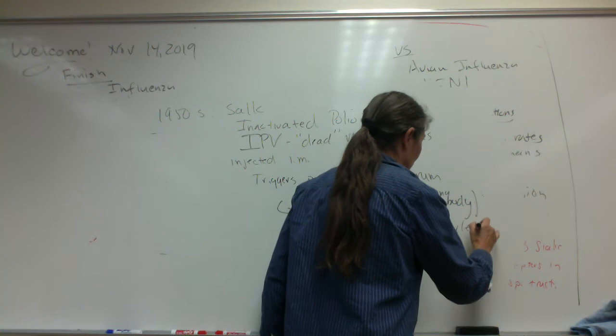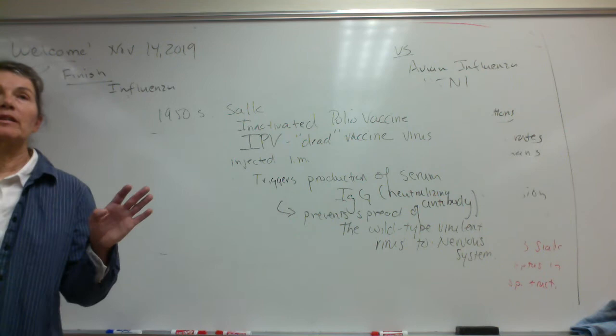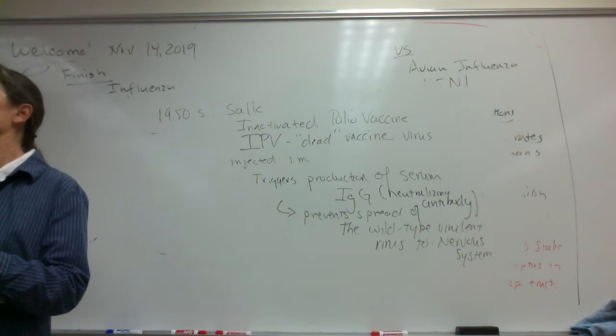Right, so it prevents the worst damage, right? It would prevent paralysis. You might still get infected with a wild-type virulent poliovirus. It could replicate in your intestinal cells. You could shed it, but who cares, right? Because you're not going to become paralyzed.